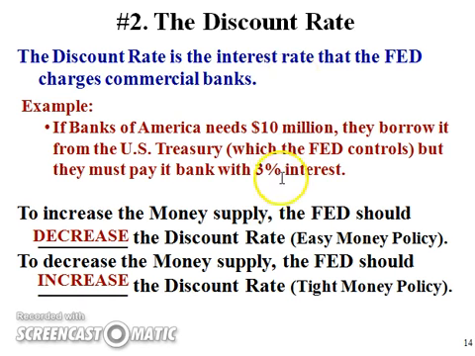So if that rate increases, then that would decrease the money supply. That would be an example of tight money policy. And of course, if this rate were to decrease, then that would be an example of easy or expansionary policy, because banks would not be so slow to borrow if they needed to increase their excess reserves.